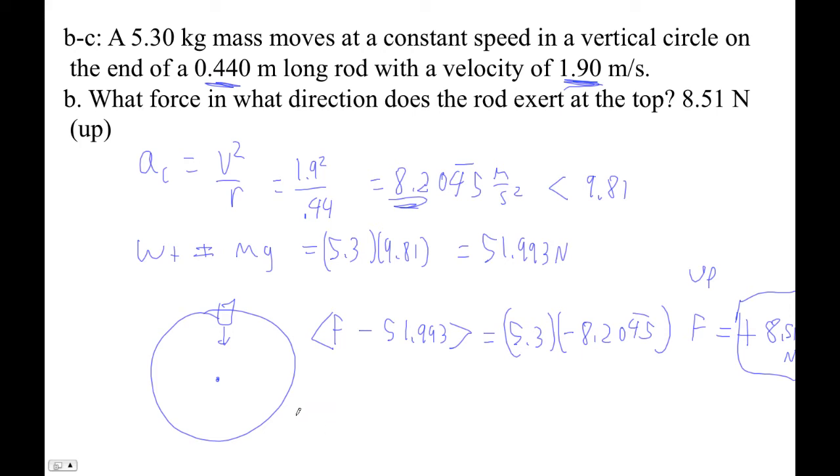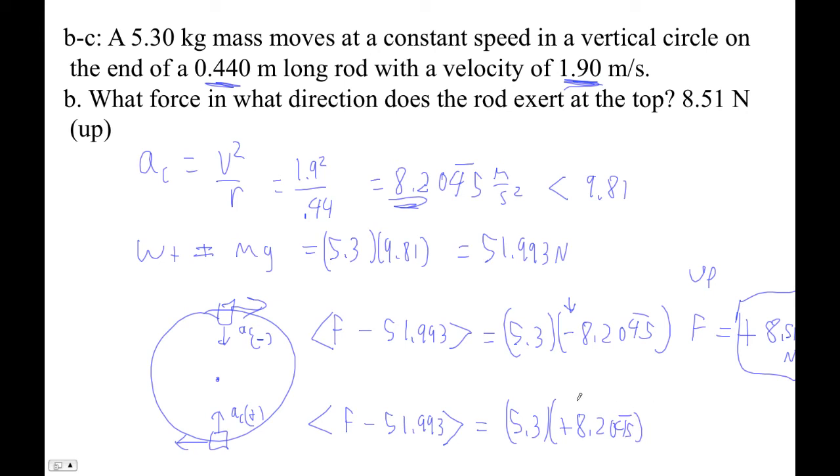Okay, let's go ahead and just bust out the bottom too. The bottom is exactly the same thing, right? If this thing is going around in a circle, at the bottom our centripetal acceleration is positive. At the top, the centripetal acceleration is negative, and that's why we put the minus sign in there. At the bottom, it's the same exact expression. So force minus 51.993 equals 5.3 times, and here we just go positive 8.2045 repeating. It's positive because we're accelerating toward the center, which is above us.